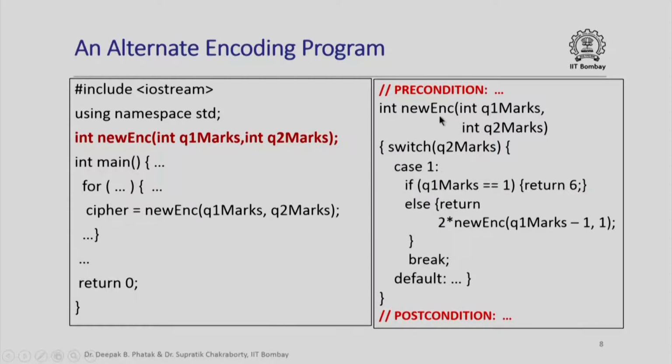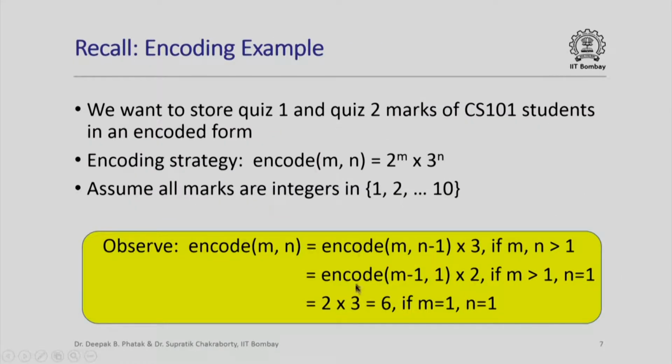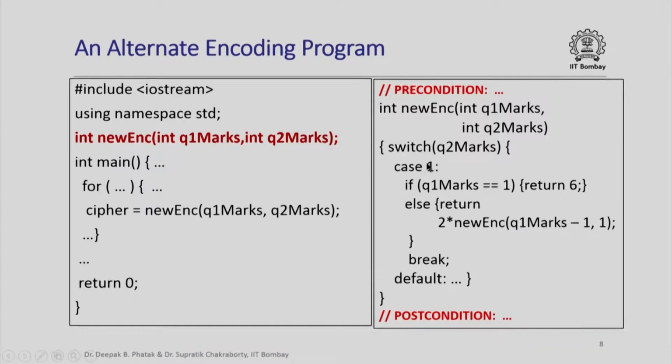However, the internals of newenc is going to be very different from what we had seen earlier. Specifically, we are going to use this form of specifying the function encode mn. So we are going to say that if quiz 2 marks is 1, and then if quiz 1 marks is also 1, return 6.